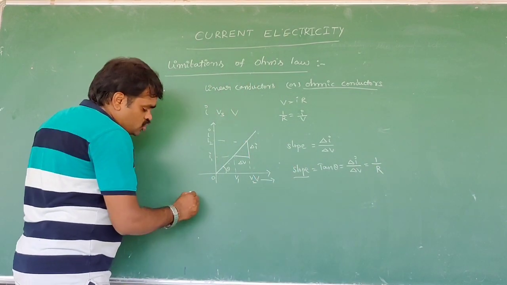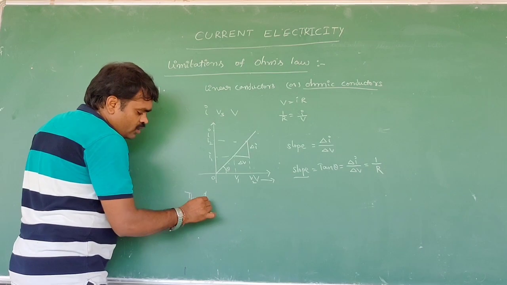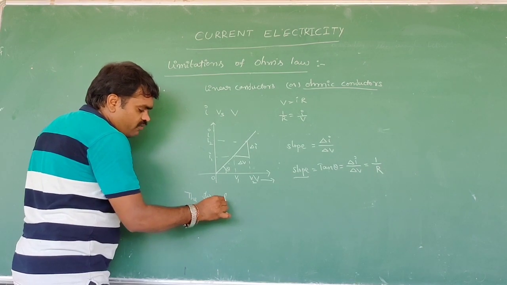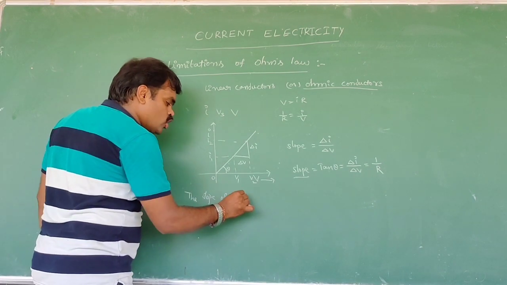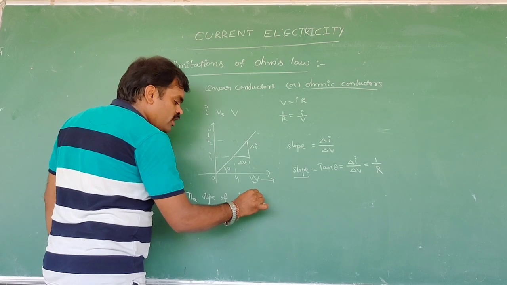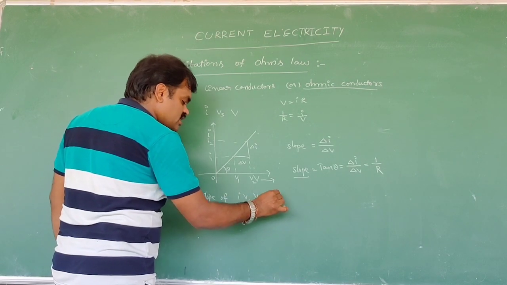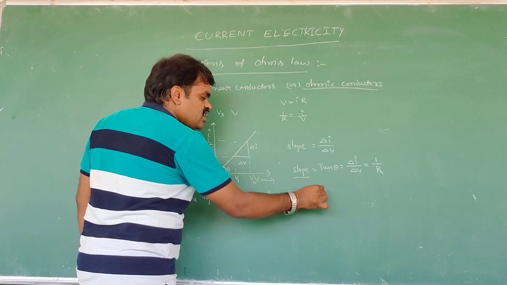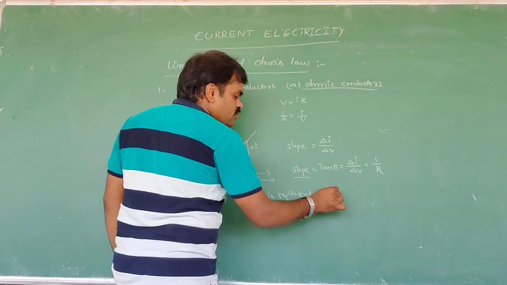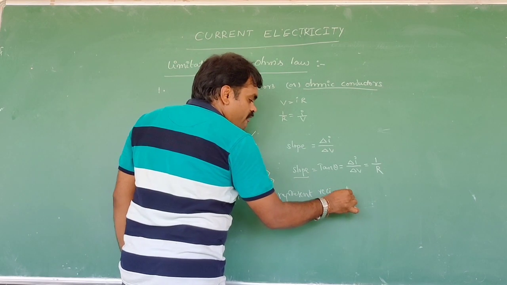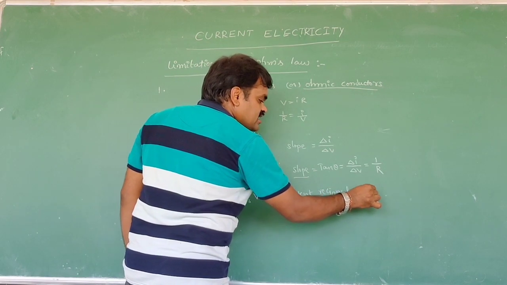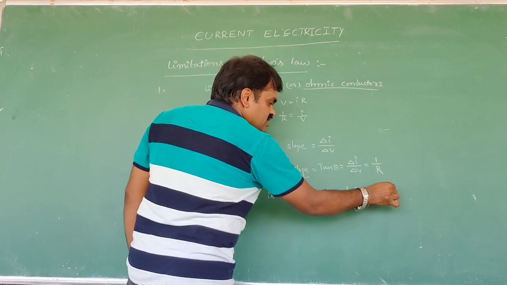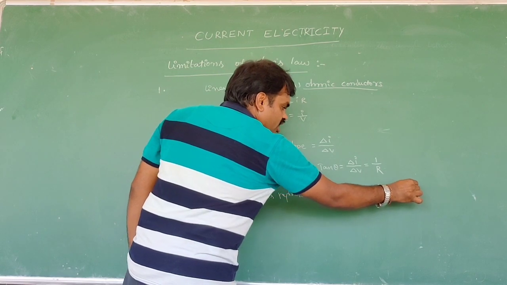Here the slope of the I versus V graph represents the reciprocal of the resistance of the conductor.